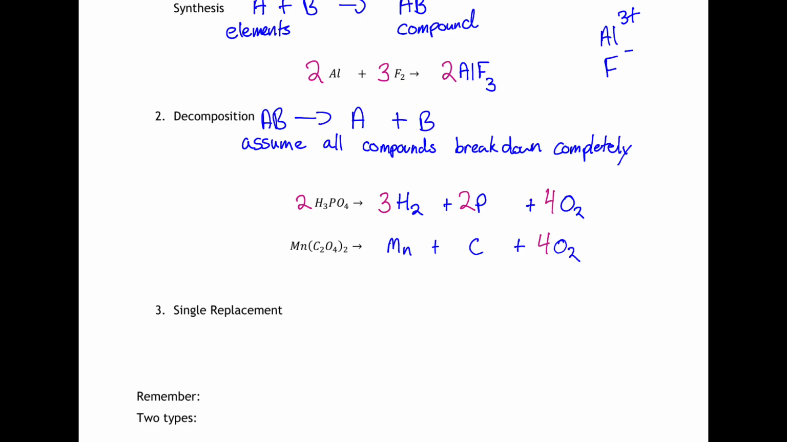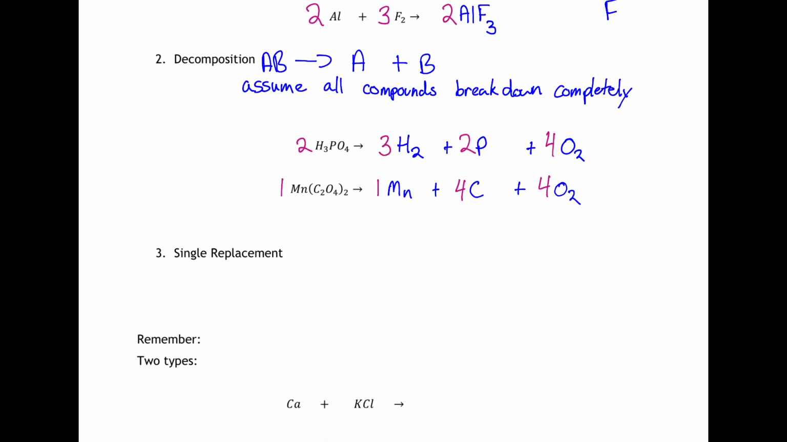Now we can just count out the total number of carbons that we have. 4. 4 carbons. And how many manganeses? 1. All done. And I put 1 on all of them. I like to put the ones when I'm balancing because it shows I've finished.